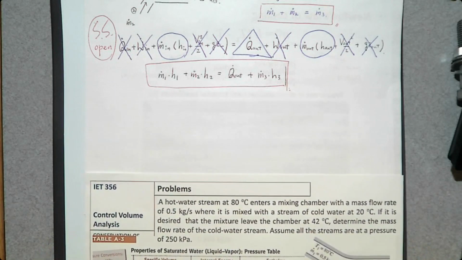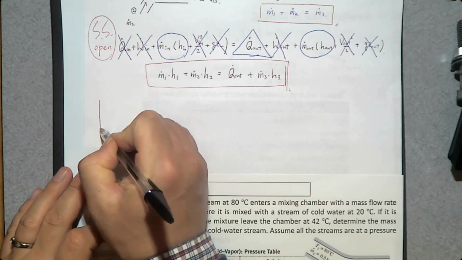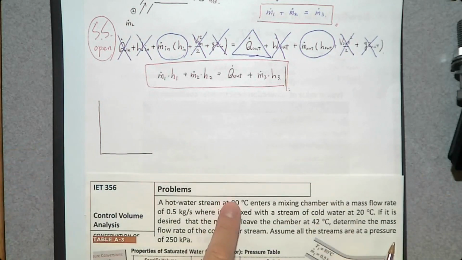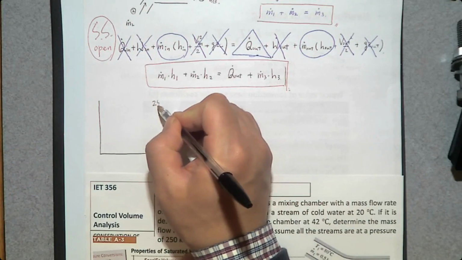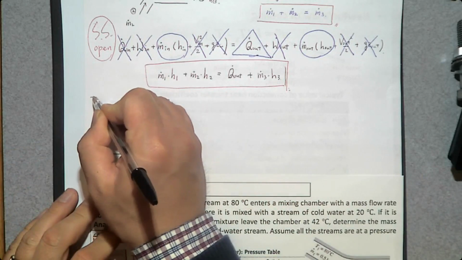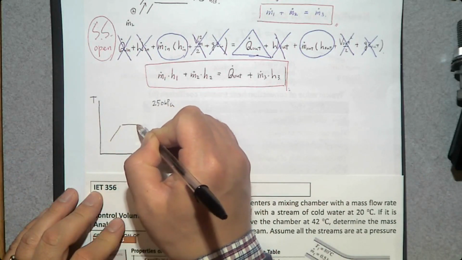How do we determine the phase change process? By using a property diagram. So let's look at inlet number 1. We have 80 degrees Celsius, 250 kilopascal. So I'm going to use this pressure. At 250 kilopascal, we can make a T-h diagram. This one looks like this.